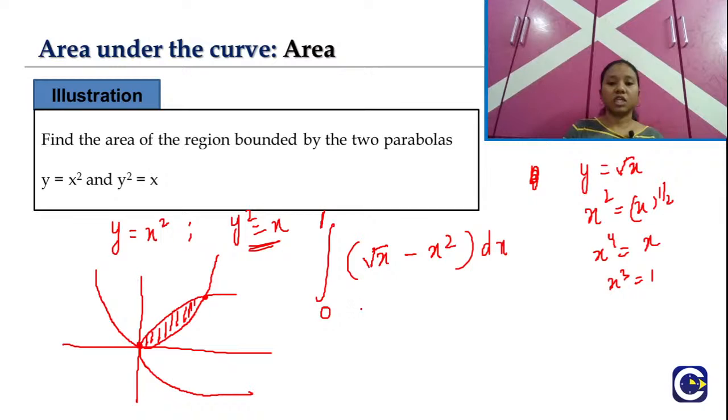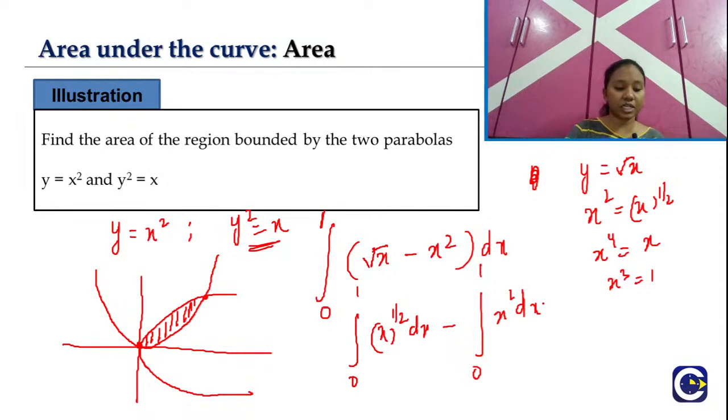So the limits are from 0 to 1, and here upper curve minus lower curve, that is root x minus x square. So your integration will be 0 to 1 x power 1 by 2 dx minus 0 to 1 x square dx. If you're done with this integration part, we end up getting our final answer here, right? So only Siddharth has answered so far, guys. What about others?